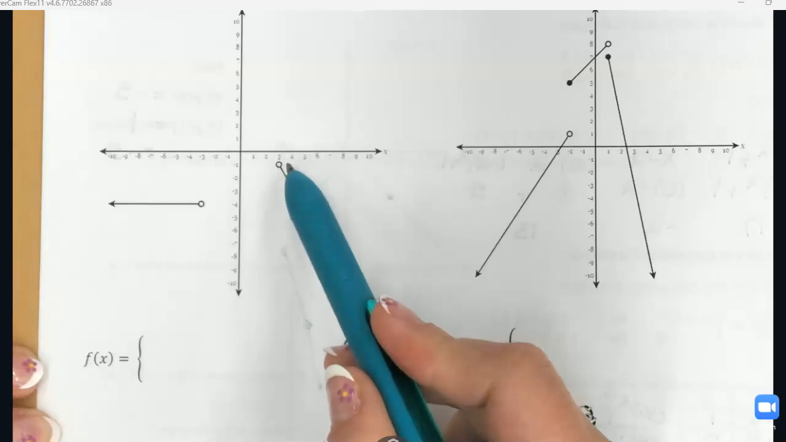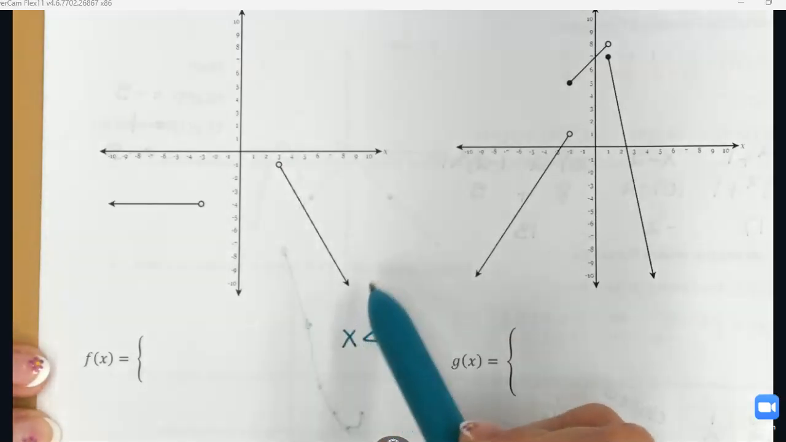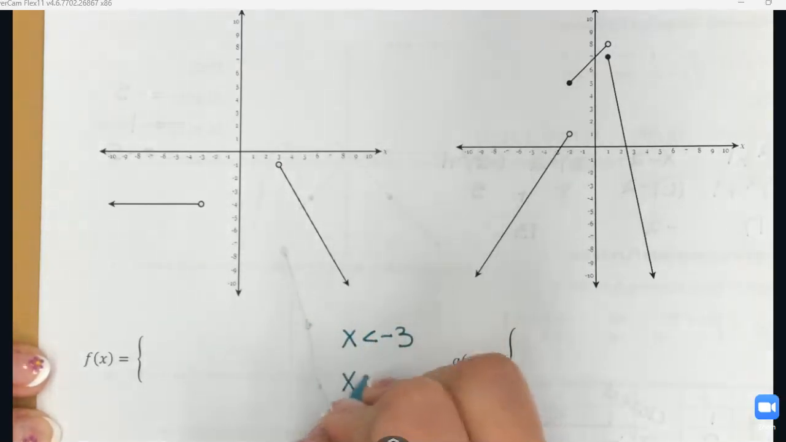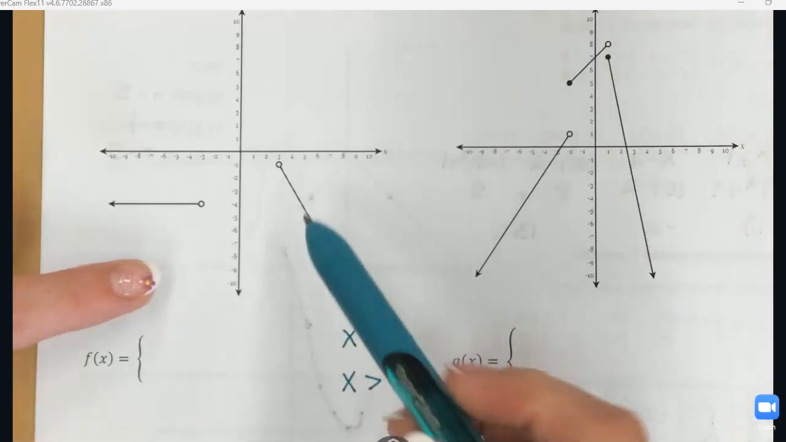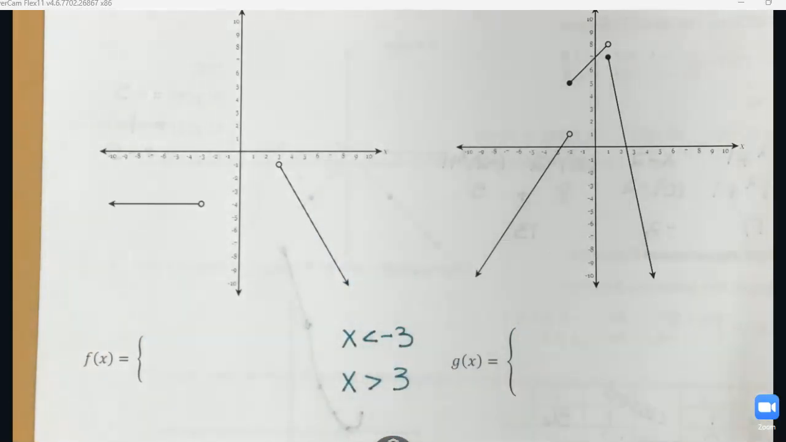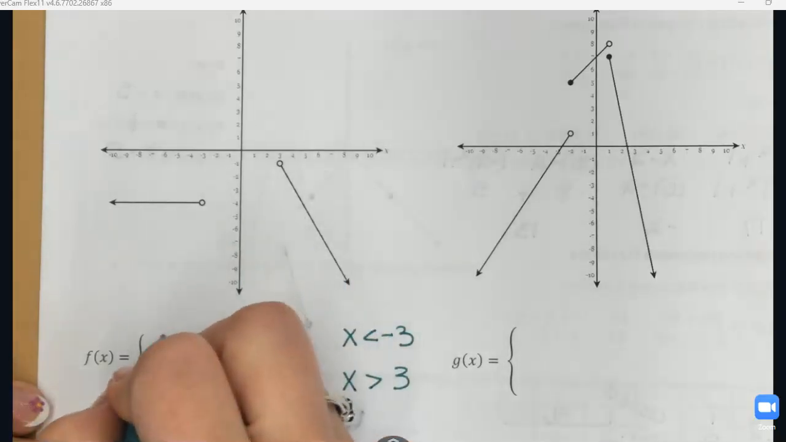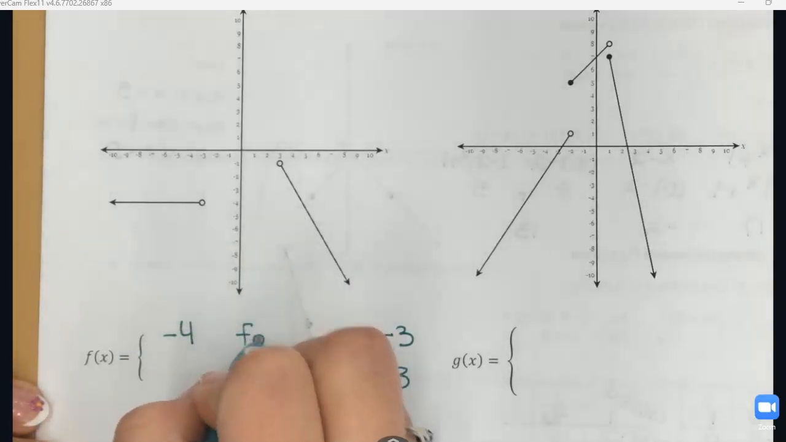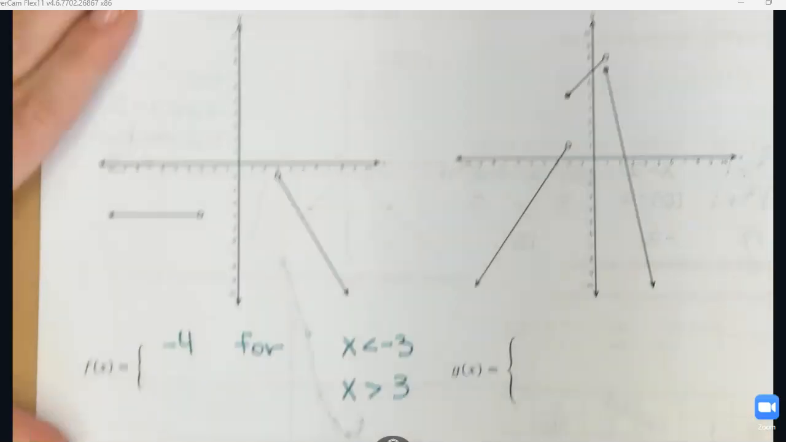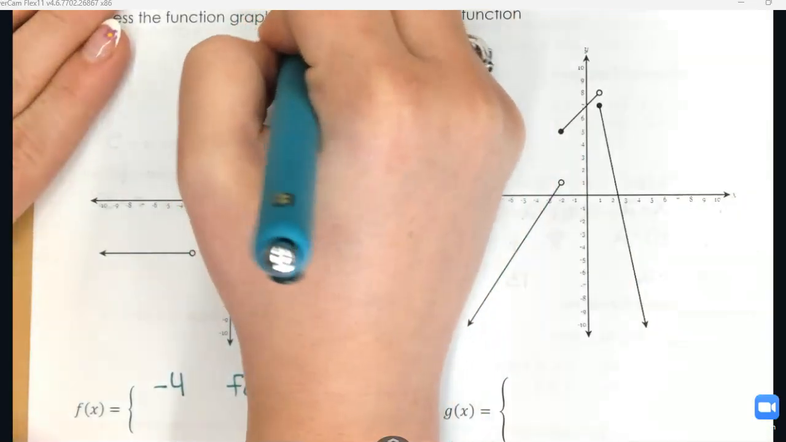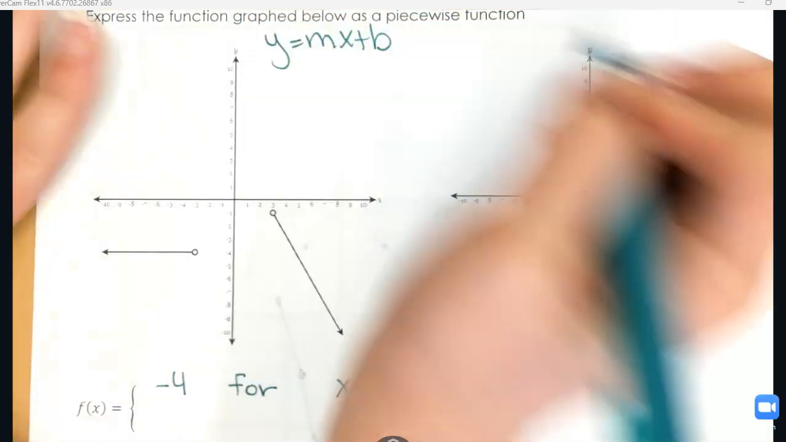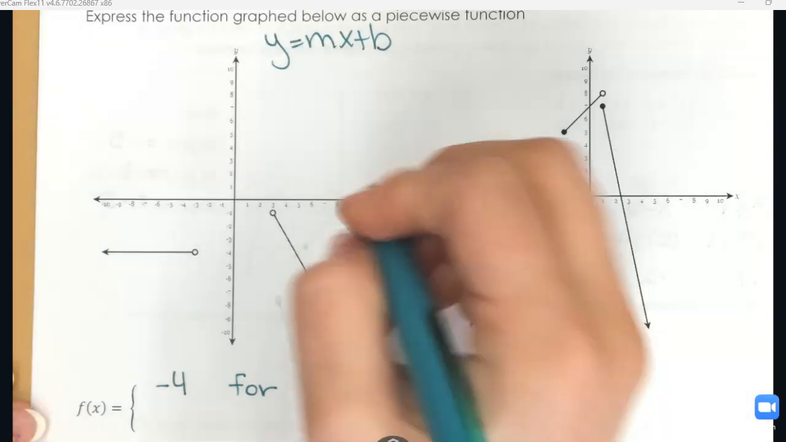And on my second one, I'm starting with an open circle at +3 going off to +infinity. So that means x is greater than 3. Both of those are open circles, so that means that I don't underline. On the left, I've got that horizontal line, which means it's just going to be y equals the y value there, which is -4. So that one's nice and easy, but for the other one, I am going to need slope-intercept form, so I have to calculate the slope and the y-intercept.